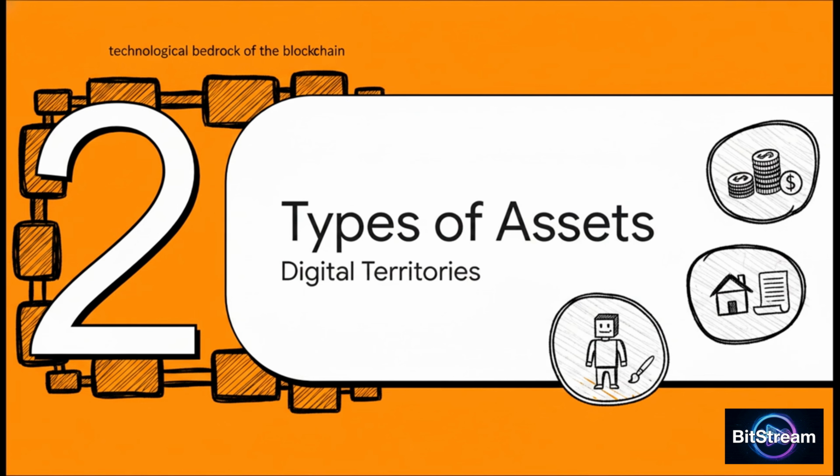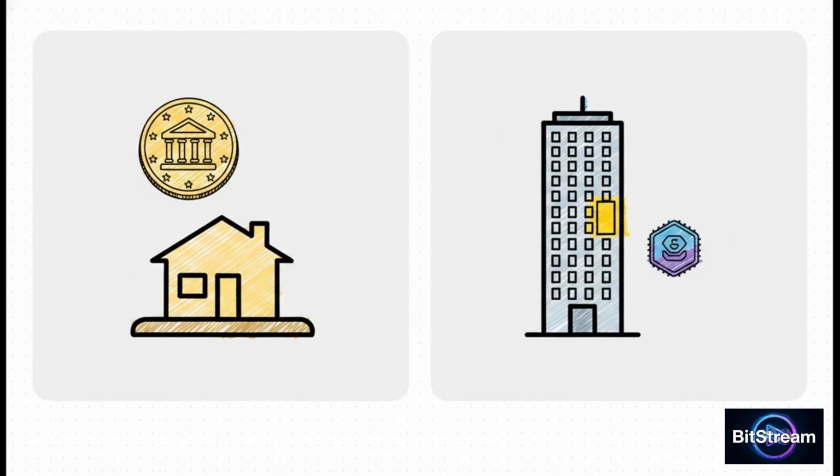Moving on to part two, the main types of digital assets. So this brings us to something that trips a lot of people up, altcoins versus tokens. Basically, altcoins, which are just any alternative to Bitcoin, run on their very own independent blockchains. Tokens? They don't. They're actually issued on top of platforms that already exist.